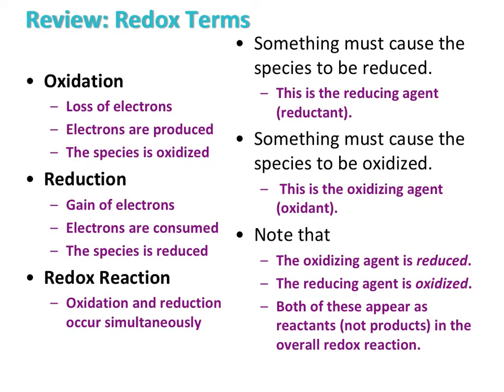This one has some more terminology that you've learned before. So, okay, we know the loss versus gain. In oxidation, you'll produce electrons, meaning you'll have electrons on the product side. Sometimes I have to tell myself these things. For reduction, the electrons will be consumed, meaning they'll be on the reactant side.